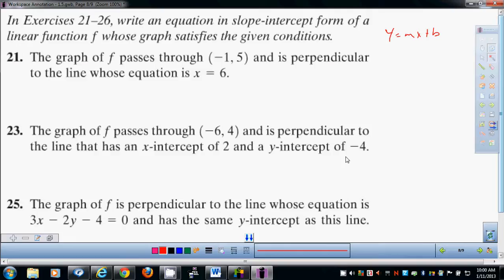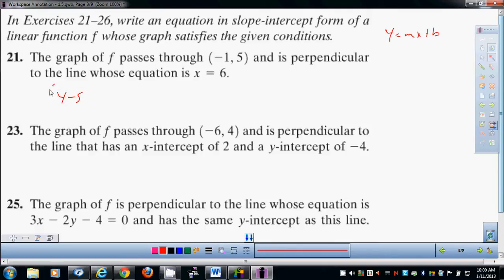What does the line x equals 6 look like? Somebody show me with your arm. Very good, it's vertical. What's the slope of that line? Undefined. Now, what's perpendicular to a line that's vertical? Horizontal. What's the slope of that line? 0. So you have point-slope.